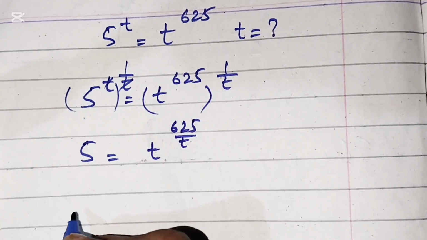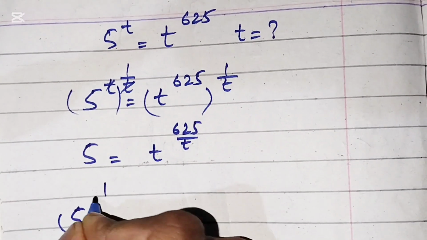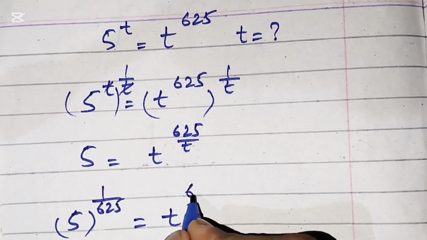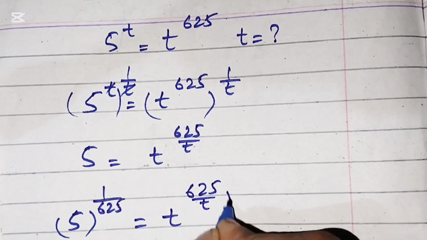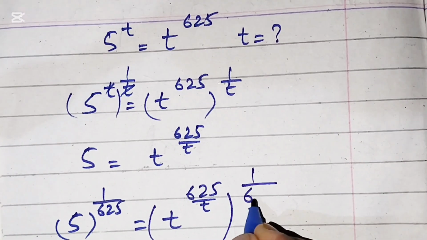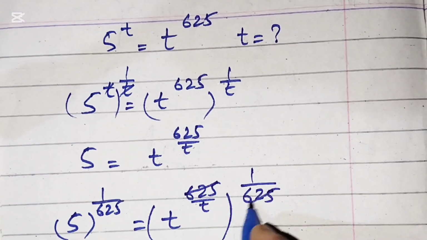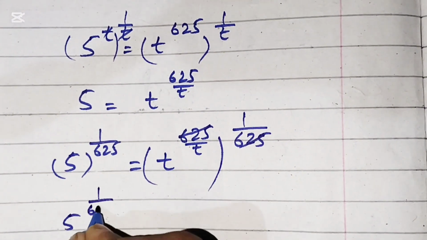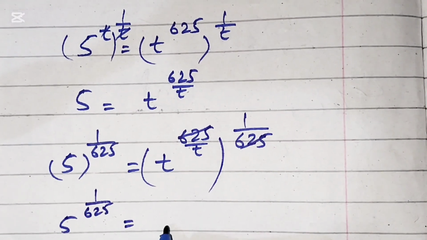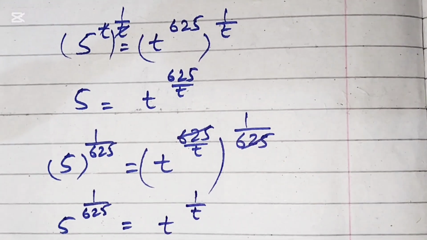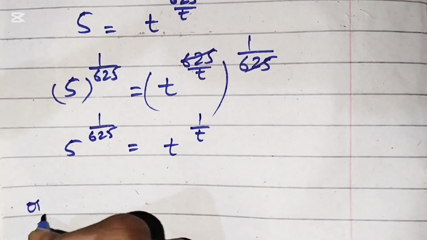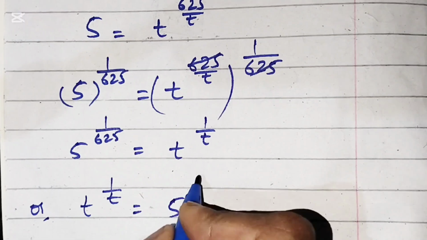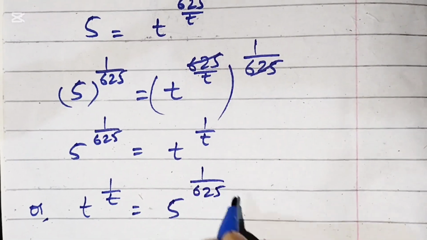Now in the next step we will take the exponent 1 over 625 on both sides. 5 to the power 1 over 625 equals t power 625 over t, whole power 1 over 625. This 625 cancels with this. So 5 power 1 over 625 equals t power 1 over t. Or we can write t power 1 over t equals 5 power 1 over 625.